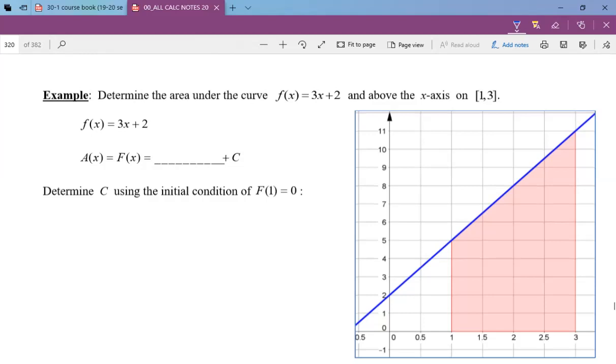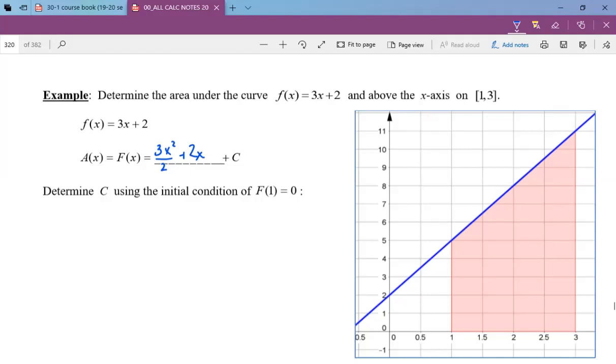The area is equal to the antiderivative of 3x plus 2. The 3x changes to x squared, adding 1 to the exponent and dividing by 2, giving 3/2 x squared. The plus 2 becomes plus 2x, and then we have plus c. As in the previous section on initial conditions, when we looked at acceleration, velocity and displacement functions, we take an initial condition: the area at 1 is equal to 0.